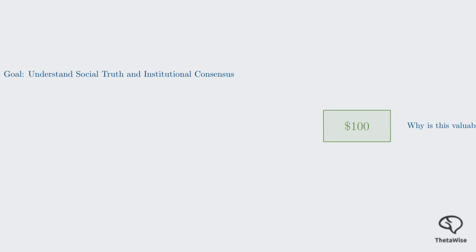Think about money. A $100 bill is just a piece of paper or a digital entry. It has no intrinsic physical value like food or water. However, it is true that it can buy groceries because of a complex web of social consensus. If everyone stopped believing in the currency, that truth would vanish instantly.